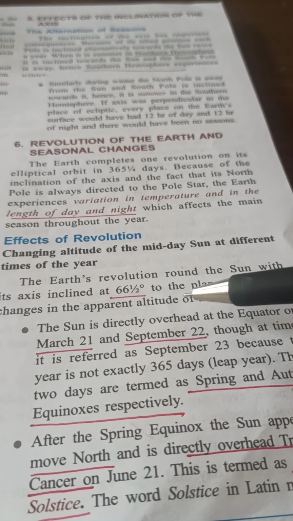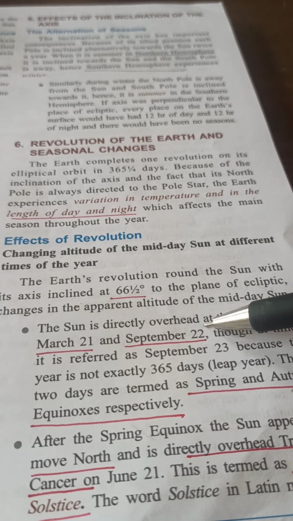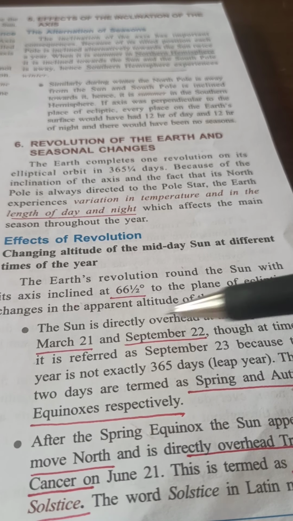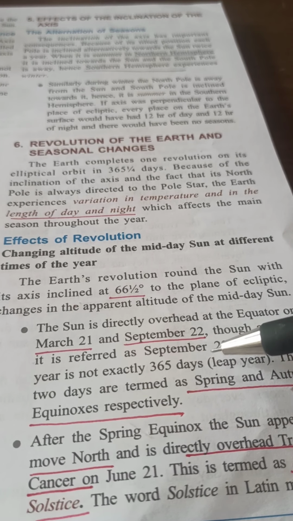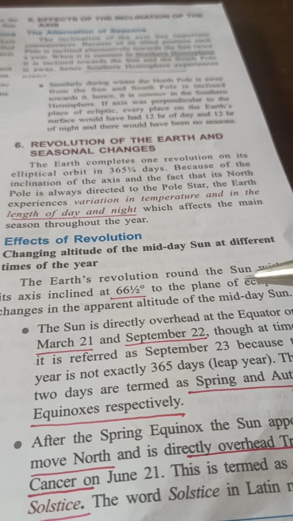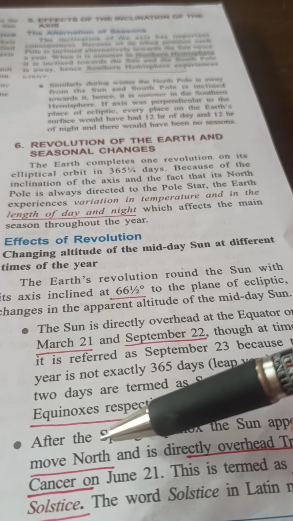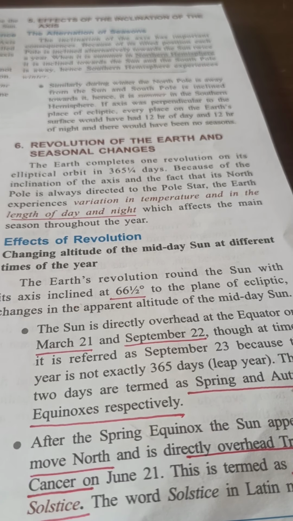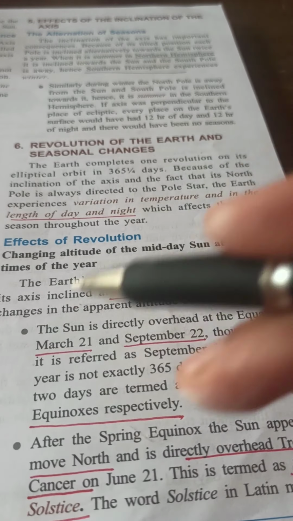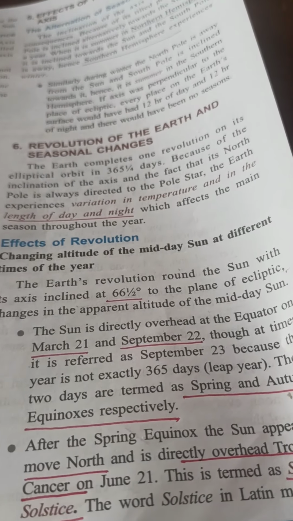The sun is directly overhead at the equator on 21st March and 22nd of September. Clear? And no doubt it is sometimes referred to as September 23 because the year is not exactly 365 days. It is not a leap year. These two days are termed the spring and autumn equinox. Clear? After the spring equinox, the sun appears to move north and is directly overhead at the Tropic of Cancer. When it moves to the north, it will be overhead at the Tropic of Cancer, and it will be the summer solstice.